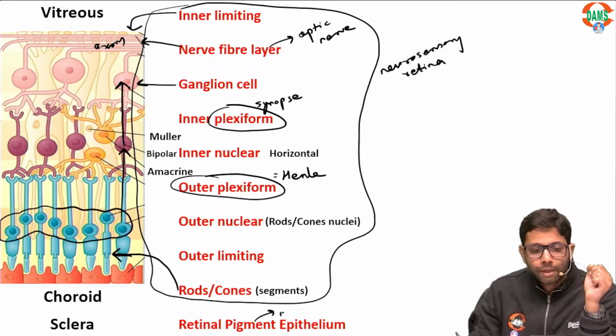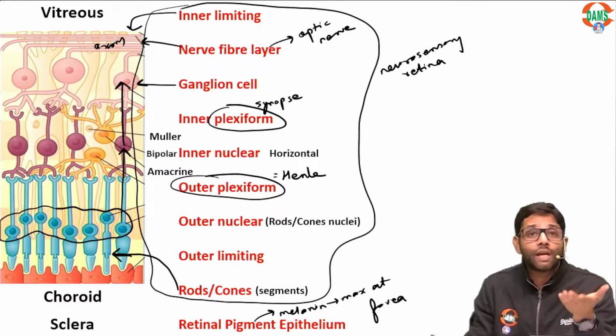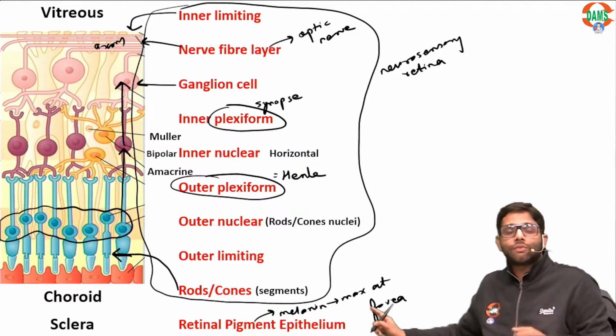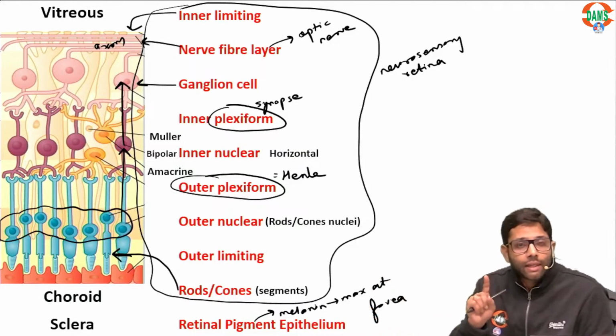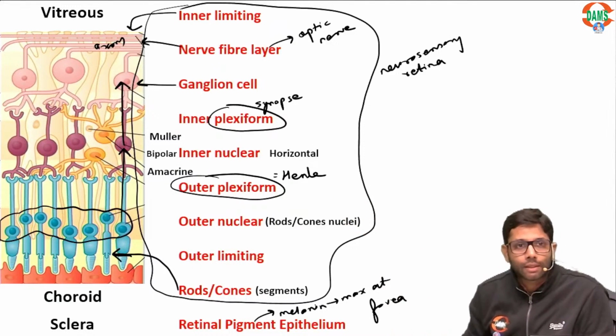And it has a pigment known as melanin pigment. And melanin pigment is maximum at the central retina, the fovea. By fovea, I mean including the foveola as well. So these are the 10 layers of the retina. We can divide the retina into 2 layers: the inner 9 neurosensory layers, and the 10th, the retinal pigment epithelium.